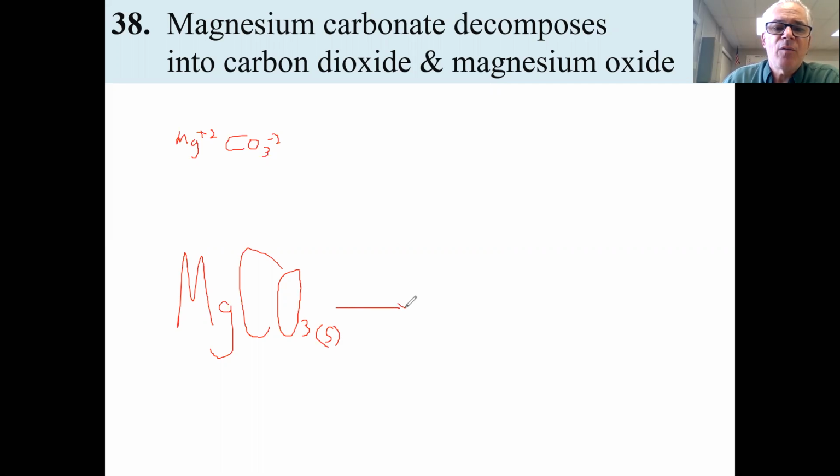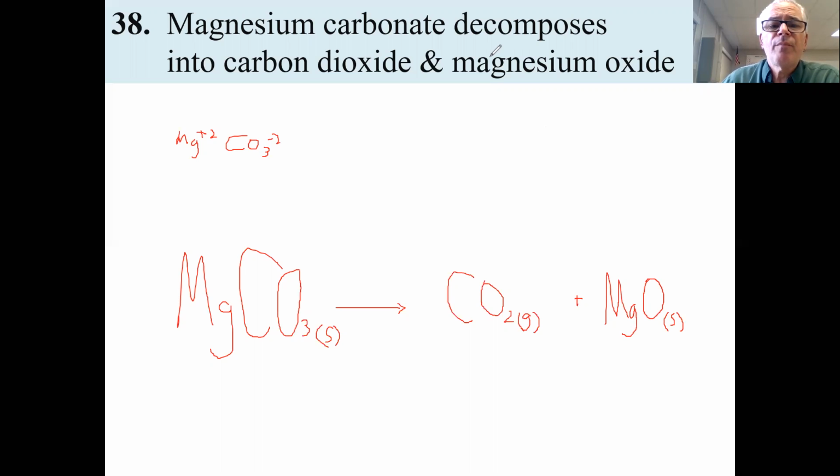And it's going to decompose. And what's it going to decompose into? It says it's going to decompose into carbon dioxide, CO2, which of course is a gas, and magnesium oxide. Now, you might not know that that's going to form magnesium oxide, but I'm telling you it's magnesium oxide. Magnesium oxide's a solid compound, though. It's ionic, and you should know that.